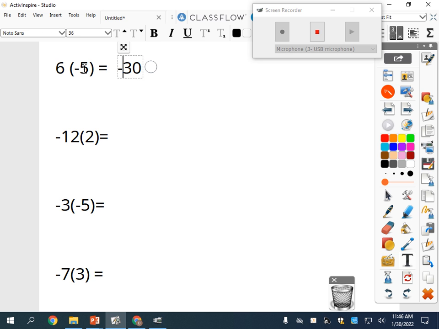You get a negative result. Okay, down here, ready? You're going to ignore the sign. 12 times 2 is 24. Now you're going to go back and look at the sign. A negative times a positive is a negative, so it's a negative 24.